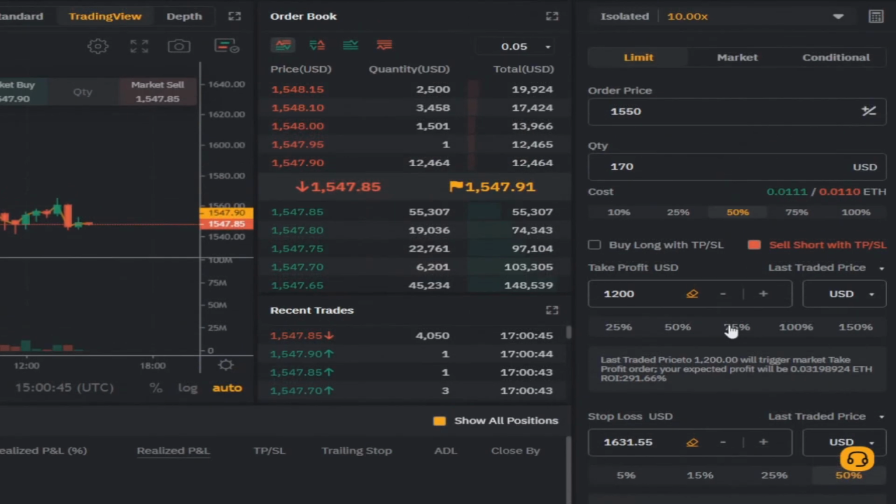So that's how you do longing and shorting. So basically, again, longing or long trading is that you predict that the price goes up, and short selling is that you predict that the price goes down.